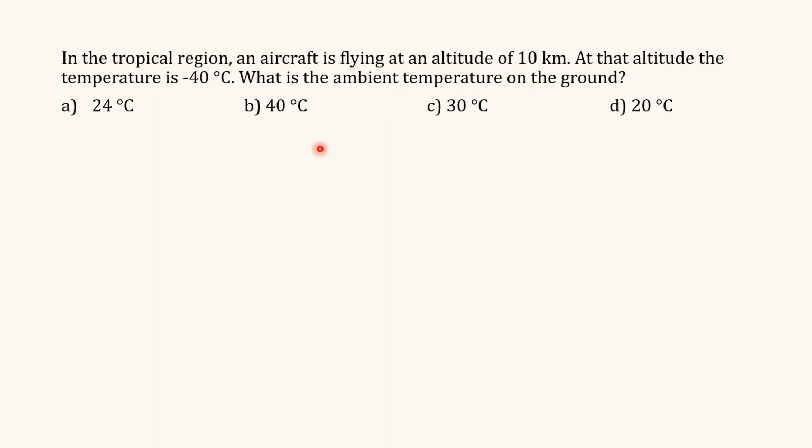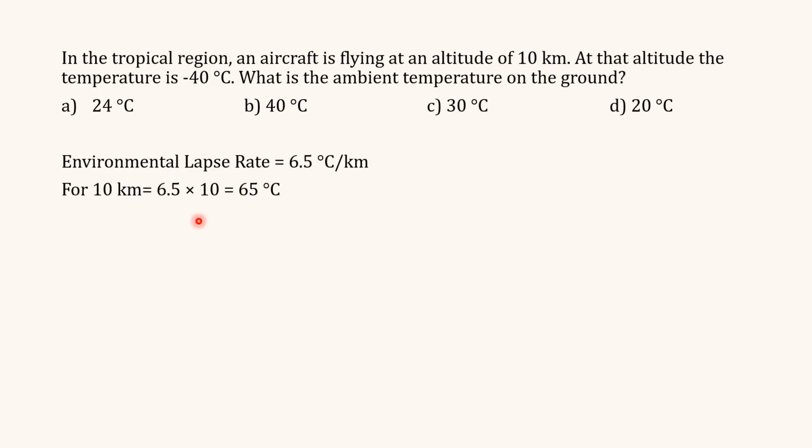So we know that the environmental lapse rate is 6.5 degree Celsius per kilometer. So in any question, if no value of the environmental lapse rate is mentioned, we always take the default value or the average value of the environmental lapse rate, that is 6.5 degree Celsius per kilometer. Using this lapse rate, if we calculate the rate of change for 10 kilometers, it will be 6.5 into 10, that is 65 degree Celsius.